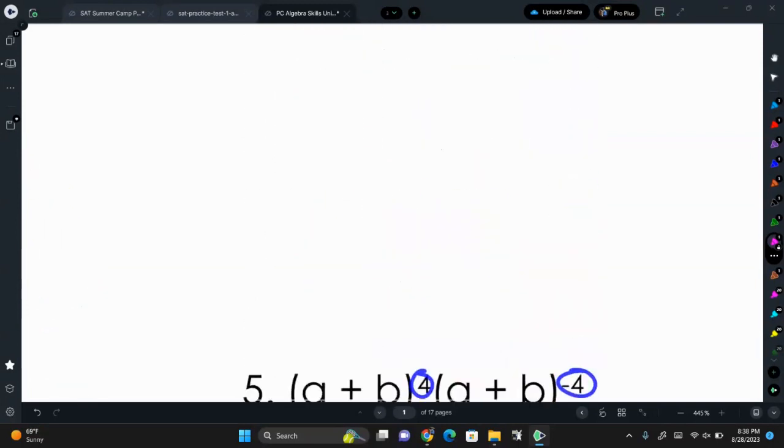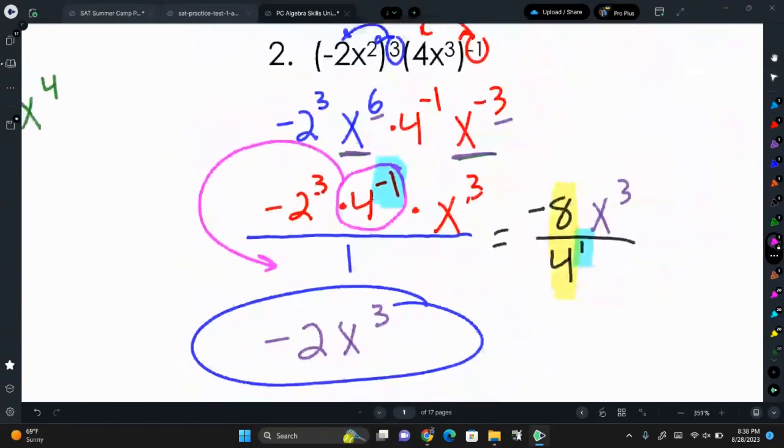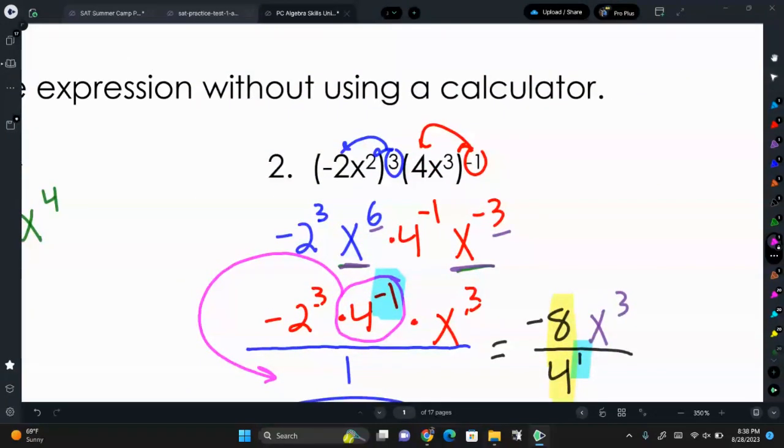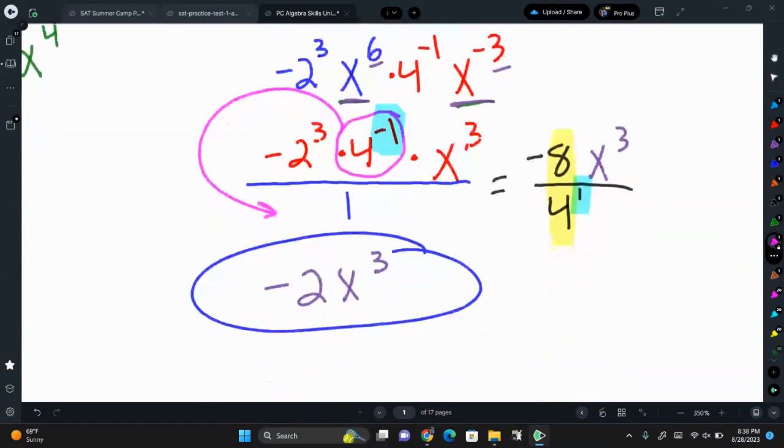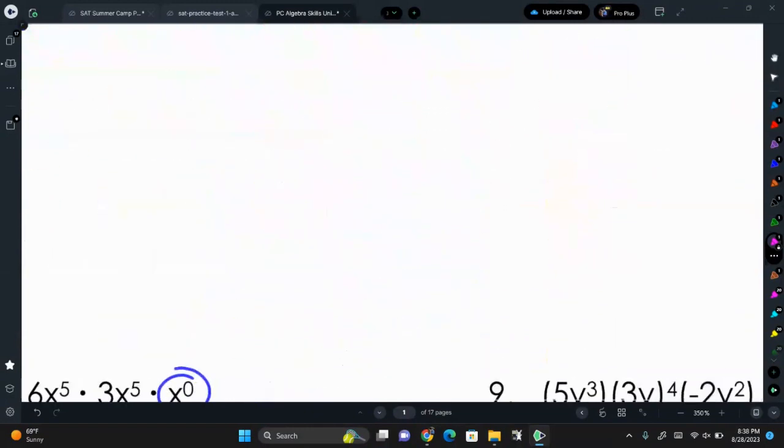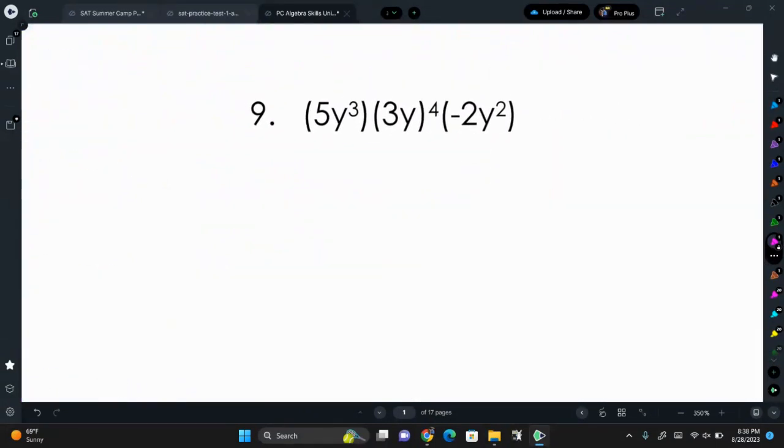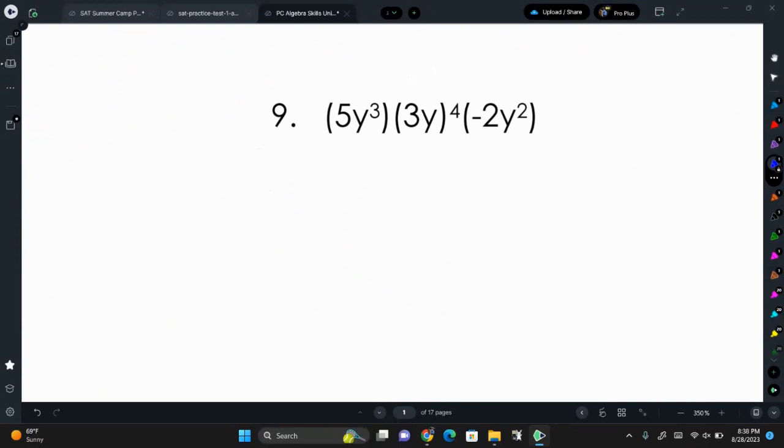Now, you might say, well, why didn't you do that up here? Why didn't you do negative 2 times 4? Well, because those were in parentheses, and those parentheses were raised to an exponent. And we have to do exponents first before we do multiplication. All right, the last one. See, like in here, we can't do 5 times 3. We have to deal with that fourth power first.